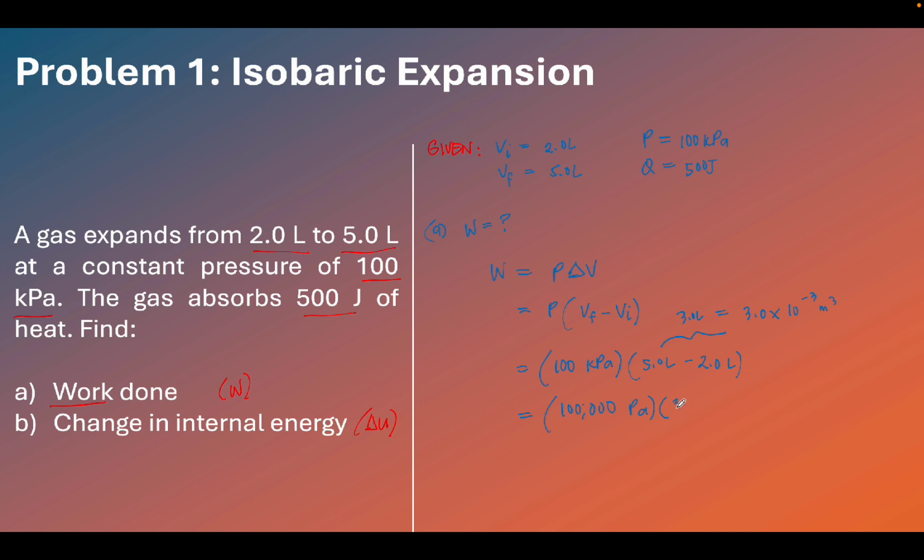Okay, so we have 3 times 10 to the power of negative 3 cubic meters, so our unit will be in terms of joules. So 100,000 times 3 times 10 to the power of negative 3. If we calculate that, we will arrive at 300 joules. So the work done by the gas is equal to 300 joules. Okay, so we are done with letter A. Now let's proceed with letter B.